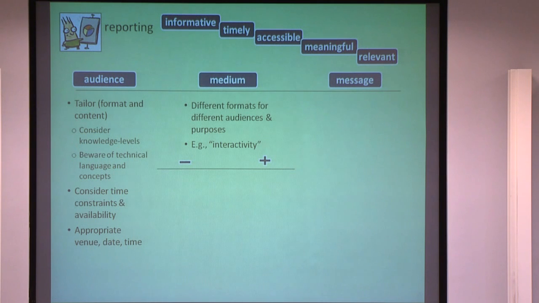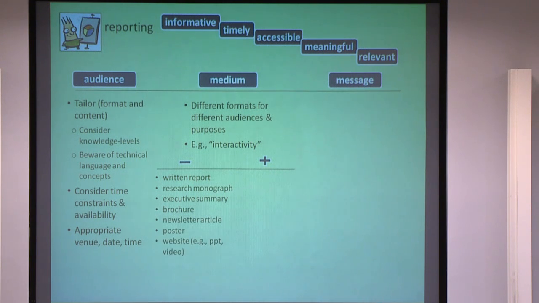And one thing to consider here is interactivity. It may well be that during the reporting stage, the interpretation happens. Like you show everyone the data, and it's at that point during a meeting that people think about what it means. In that case, you might want to have a more interactive format. These are not very interactive: a written report, research monograph, executive summary, brochure, newsletter, article, poster, and so on. These are fine, but they're not interactive. Presentation, workshop, online communication, online conference, meeting, these are more interactive. If interpretation is happening at this stage, then maybe these are a better option.